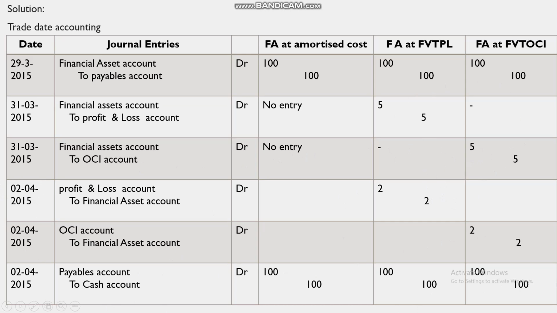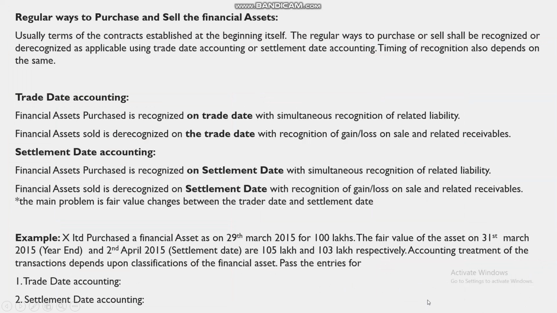So now our profit is 3 lakh rupees, and 3 lakh rupees is ultimately transferred through the profit and loss account, correct? So that 3 lakh is adjusted in the profit and loss, and the payable is through 100 lakhs. Because why are we paying only 100 lakhs? Because we purchased it for 100 lakhs only.